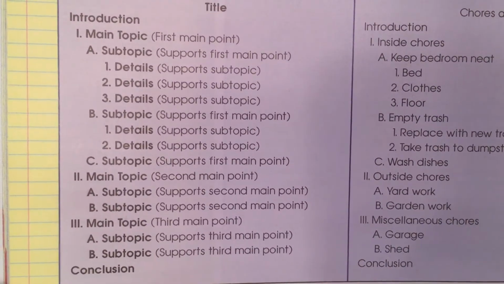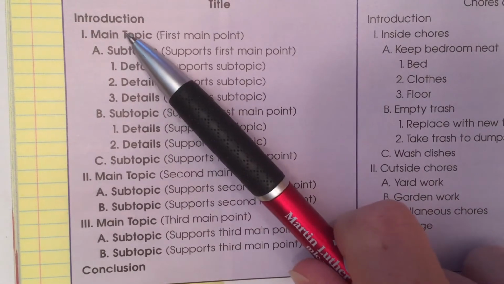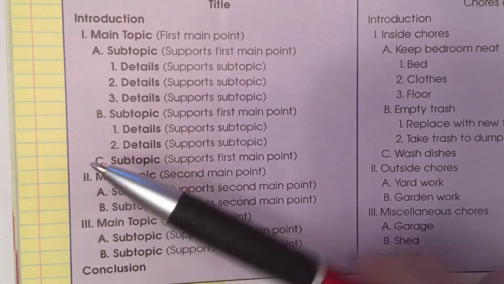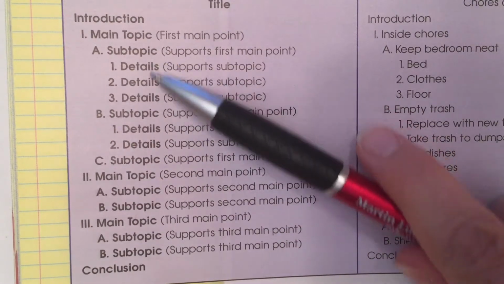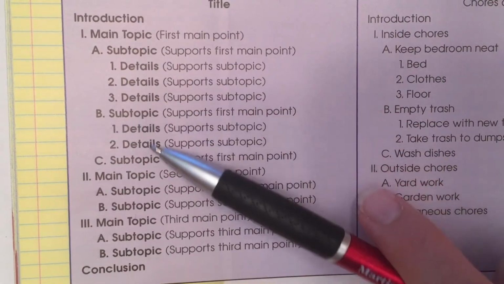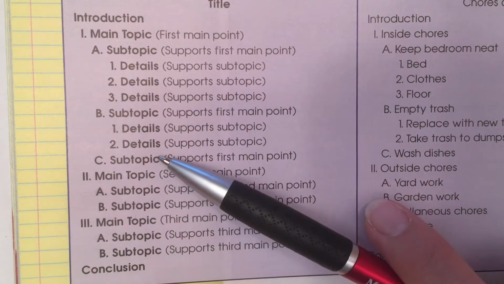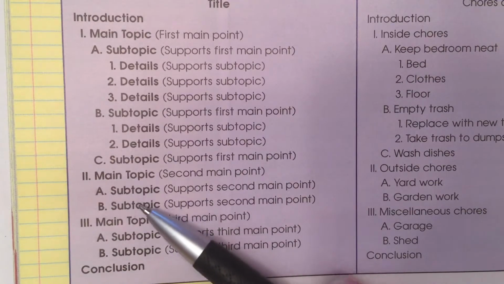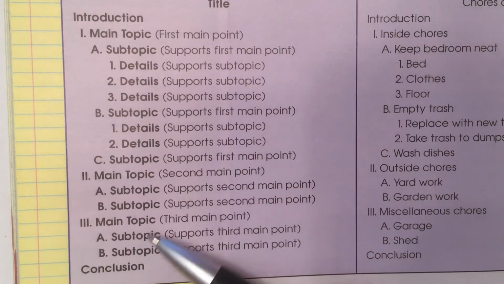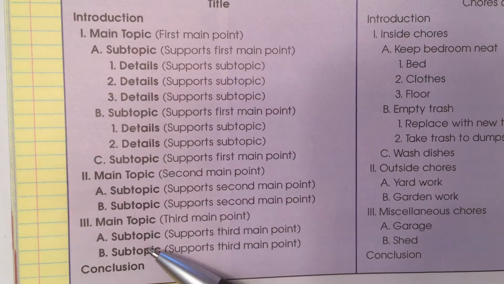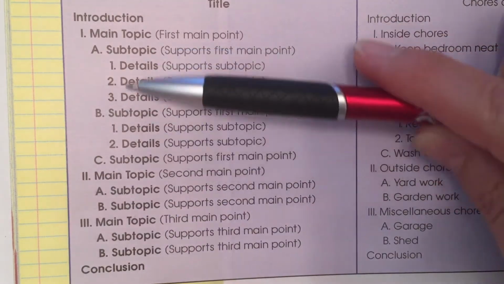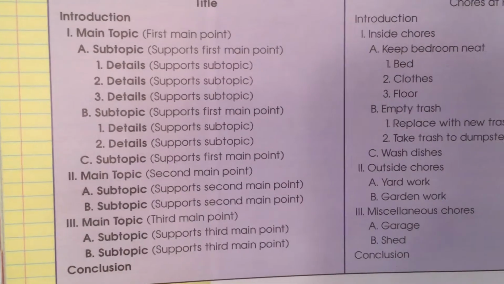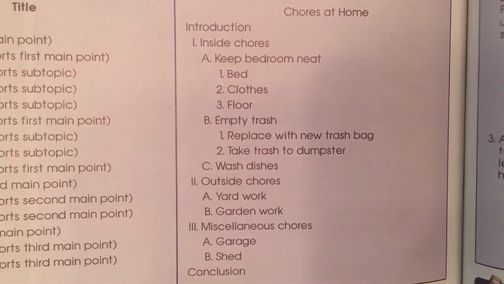And then look at under the first main topic, they have A, B, C, 3 subtopics. Okay, subtopic A has 3 details to it, subtopic B has 2 details, and subtopic C doesn't have any details. That's okay. Main topic 2 just has 2 subtopics under it. Main topic 3 has 2 subtopics under it. So it looks like this is probably going to be the biggest paragraph, right? Okay. Now let's look at their finished version of their outline.